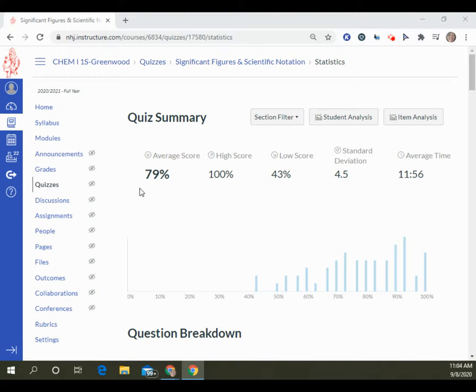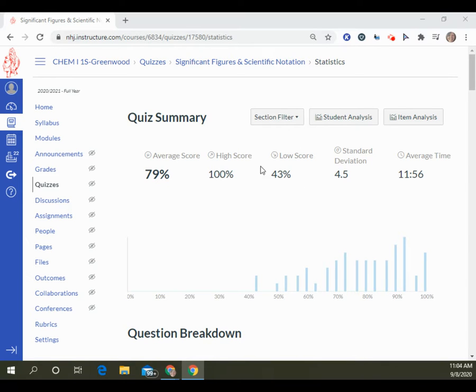This is the review from the Significant Figures and Scientific Notation quiz. I wanted to go over the areas that we struggled. I also wanted to do a review before people took a retake. We only had an average score of 79%, which was a little lower than our normal quizzes. That's why I'm doing this review video.